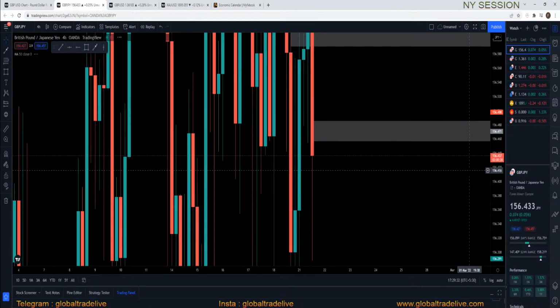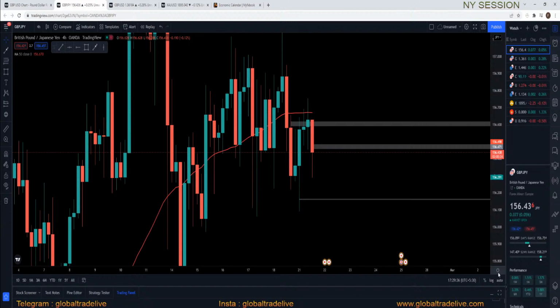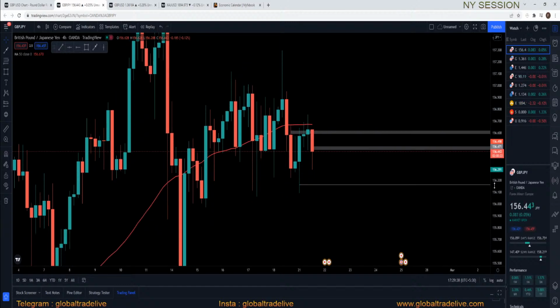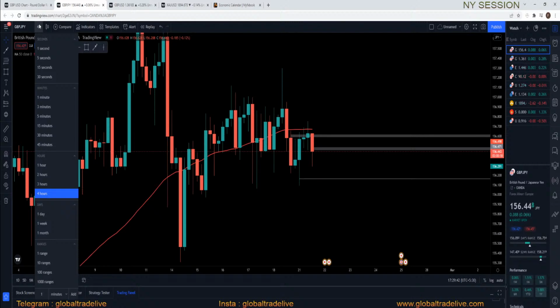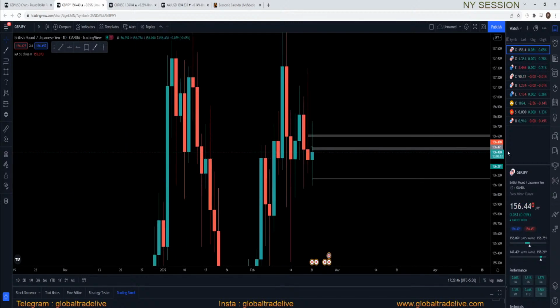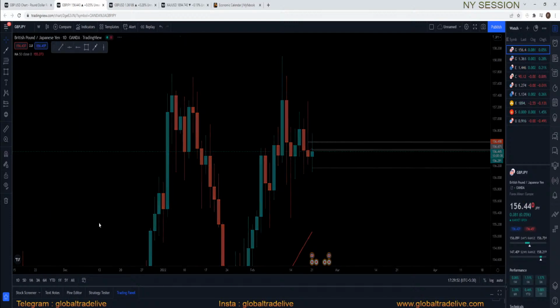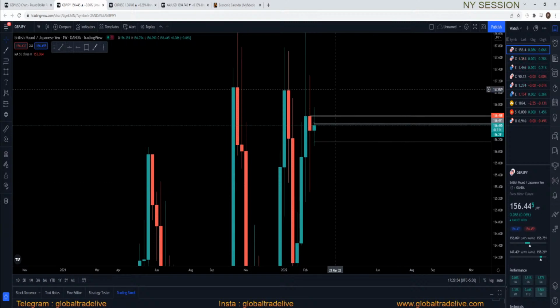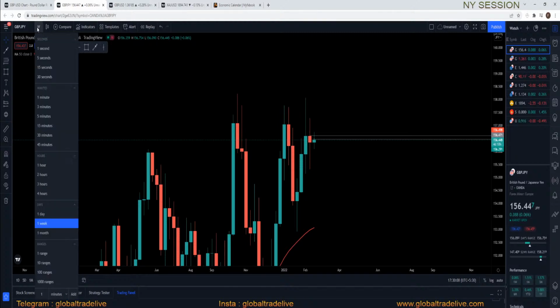And if you look at the 4 hour, yeah, the 4 hour also looks bearish. Let's have a look at the daily as well for a better idea. Daily also looks bearish to me. Weekly, weekly looks bullish over here.